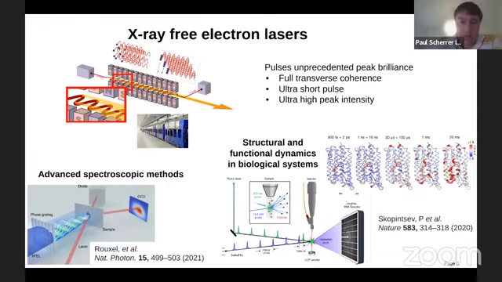In this case, FELs can go from the infrared to the very hard X-ray regime, but in this case we're talking about soft and hard X-rays. But the point is that we have very short pulses with very high peak brilliance in ultra short pulses, and importantly with a full transverse coherence.